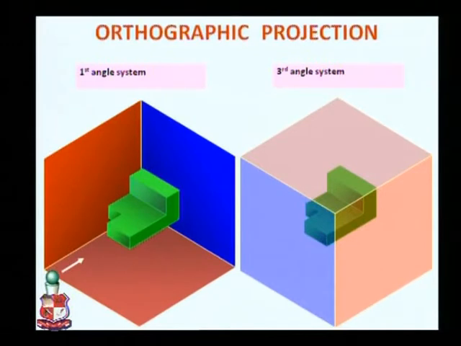If you look from here, its front view would appear like this. So we have to project its front view on this plane. This is the plane of projection. So first the object is there, and after that the projection plane is there.